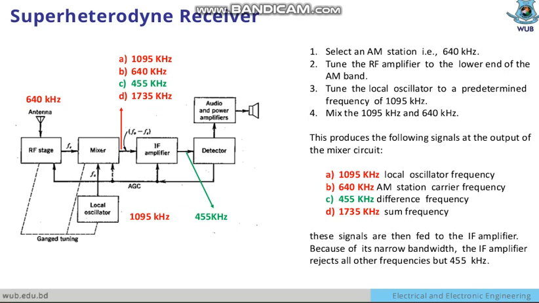So 1735 kilohertz is the sum of the frequencies. Okay, if we sum the frequencies after mixing, that is 1735 kilohertz. These signals are then fed into the IF amplifier. Because of its narrow bandwidth, the IF amplifier rejects all frequencies but 455 kilohertz. When the signals are fed into the input section of the IF amplifier, because of the narrow bandwidth it will take just 455 kilohertz, that means the difference between these two, and rejects all other frequencies.